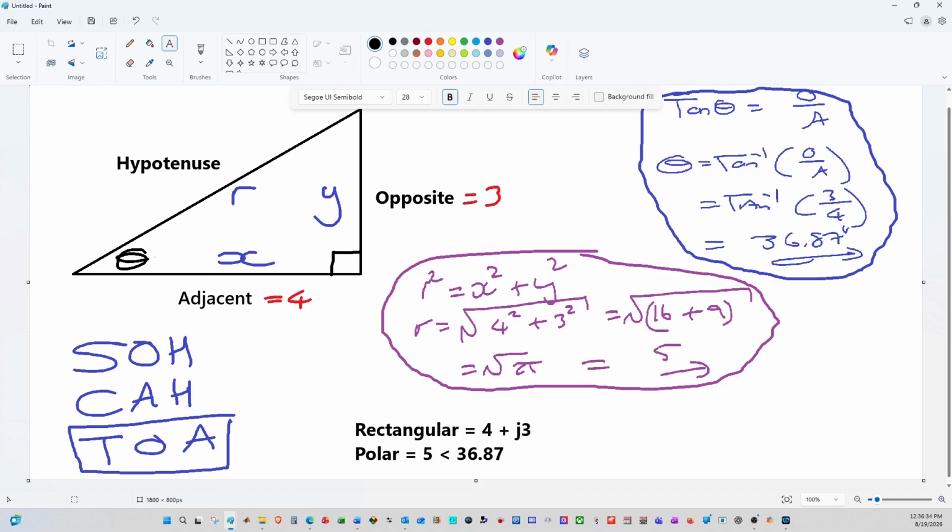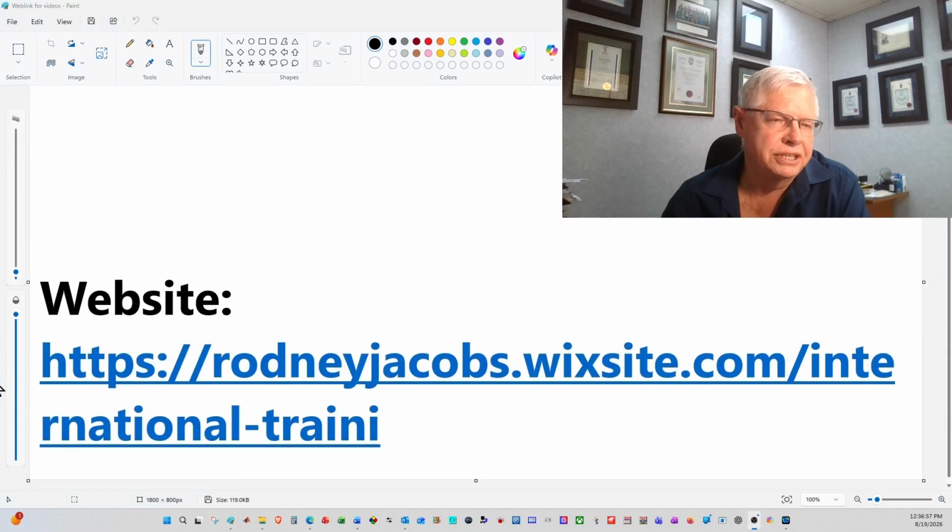Again, I'm going to reiterate that if you use your calculator, it is a lot easier and a lot more accurate. And that, in a nutshell, was the conversion from the rectangular format to the polar format. Please go back to previous videos on trigonometry and Pythagoras just to refresh your knowledge.